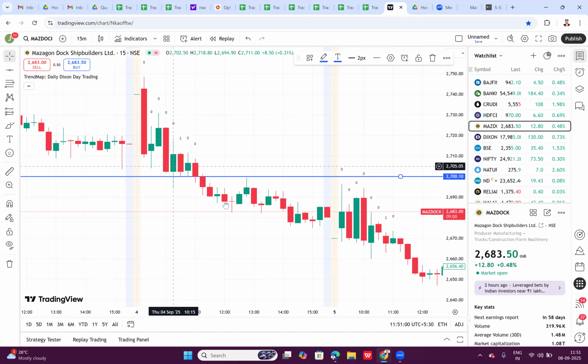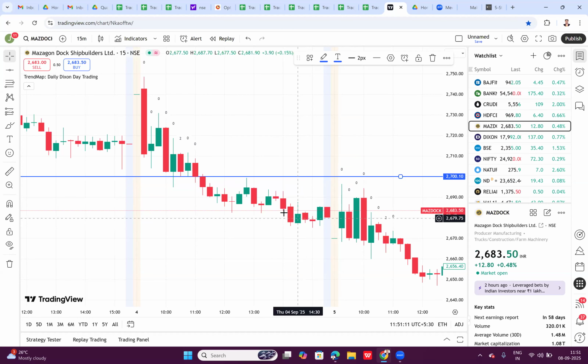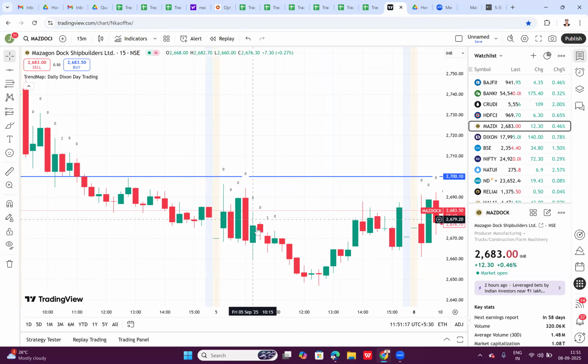Okay, half quantity we have booked at the 8-point target, and the remaining half quantity we have booked at the time target. Okay, means we have booked the full quantity at a good profit. Like this, MazDock also provided handsome profit on many days. On this also we got the 0+2 setup, on these two candles, the sixth candle and the seventh candle.